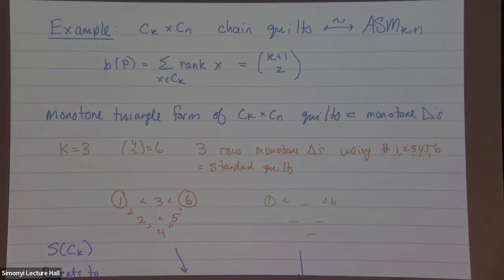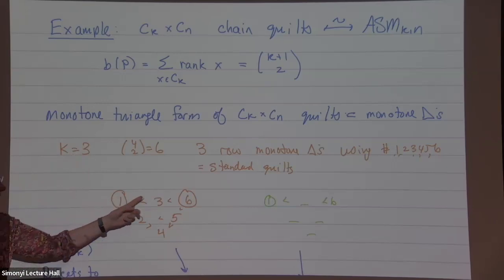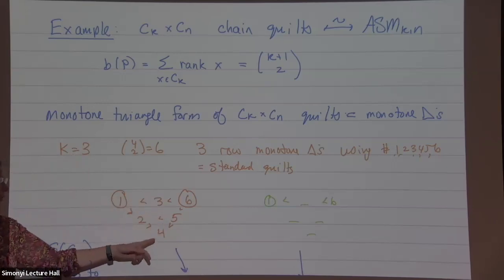And the monotone triangle form in this case really is going to be a monotone triangle back in the ASM case. So let's say we take K equals 3, in which case 4 choose 2 is 6. Monotone triangles will be 3 rows tall. They'll use the numbers from 1 to 6 if they're going to be standard. And how many different ones are there? Well, here's one, for example. So 1, 3, 6 across the top, 2, 5, and 4.